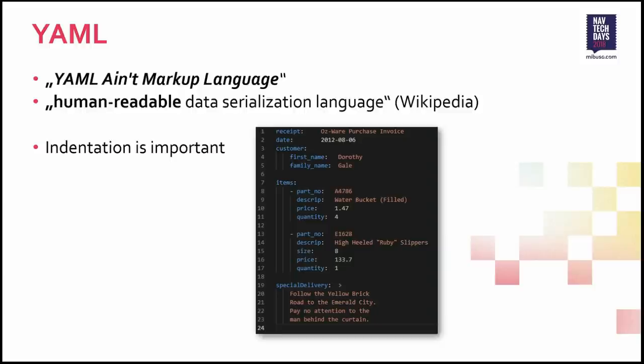It's the simplest example. We have a receipt with a name, a date, a customer which has two attributes. We have items, which is a list of items. Each item has attributes. And we have some text with a description of special delivery. If you look at that, you can read it, and I hope you understand what is there. I can imagine that it's more complex for a computer to understand this text because there is no clear beginning or end of each part. It's just like JSON, just without all the curly brackets everywhere. We don't need them.